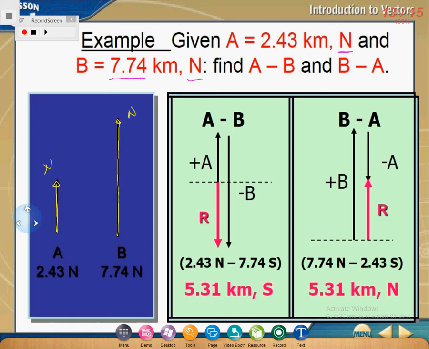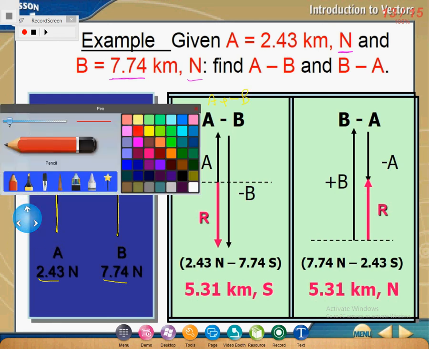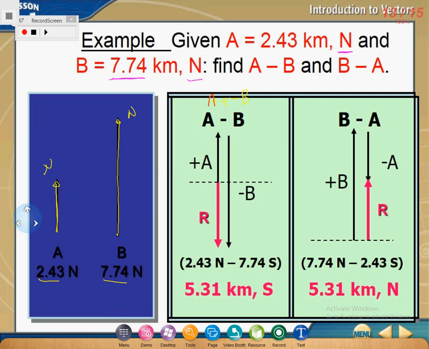Can you tell me why I draw B greater than A? Because the magnitude here is greater. This is 7 and this is 2 point something. Okay? So use a ruler again. We want to find now A minus B. This means A plus negative B. Do you remember? Again, A plus negative B. So I am changing the direction of B only.